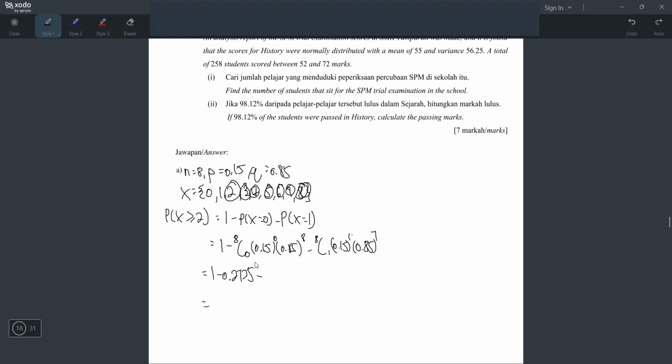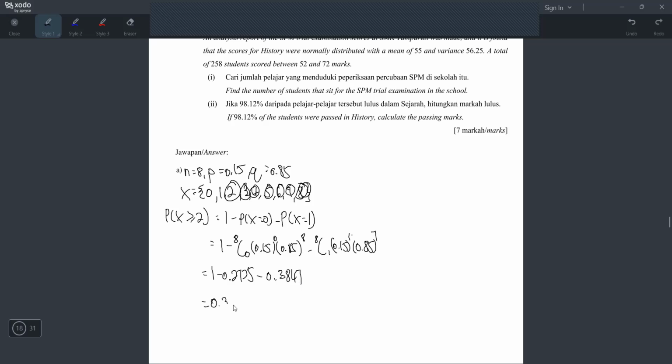Okay, the second one, let's press 8C1 times 0.15 and then times 0.85 power 7. My calculator gives me 0.3847. So just write it down, 0.3847. And then now use the answer button and press 1 minus 0.2725 minus answer. Okay, 0.3428. So that is the answer for A.